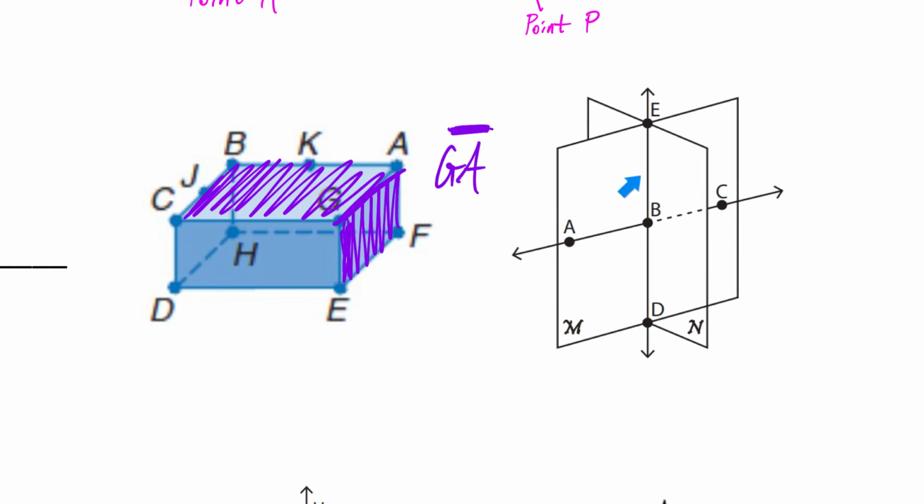On this one, you have plane M and plane N. Plane M is running this way, plane N is running this way.